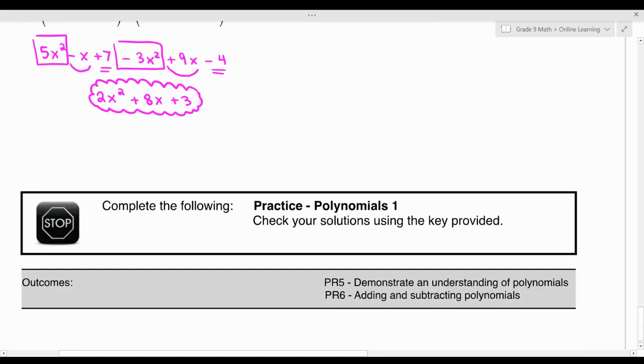So what I want you to focus in on now is the practice sheet titled Polynomials 1. And again, please make sure you're checking your solutions as you go along. If you get stuck, fire me an email. And then at the end, you're going to identify how you feel. So good to go, maybe not quite sure, might need a little bit of extra practice or need some additional support.